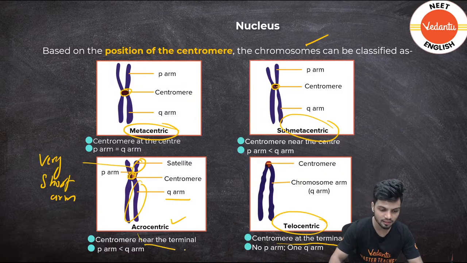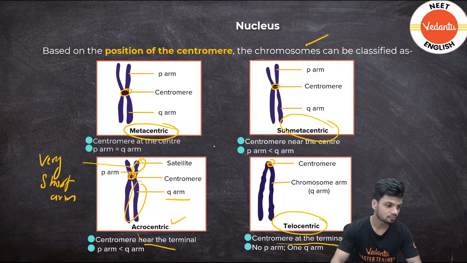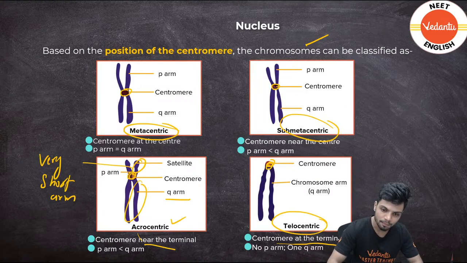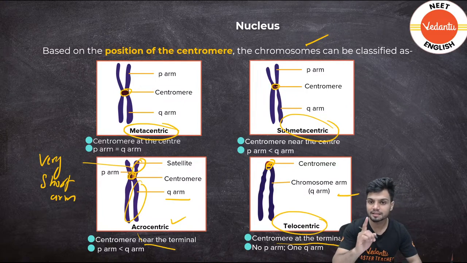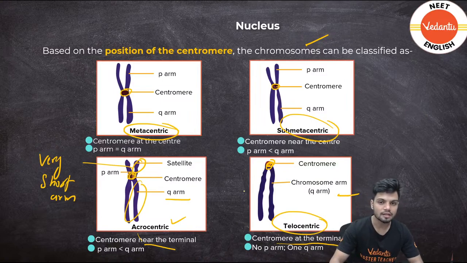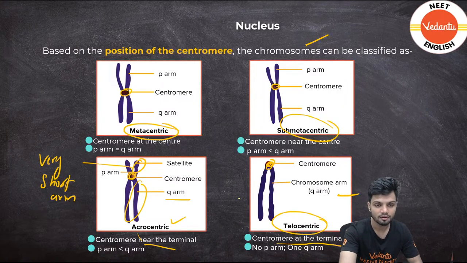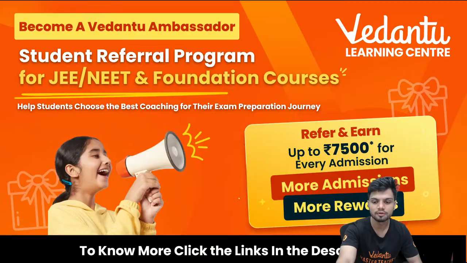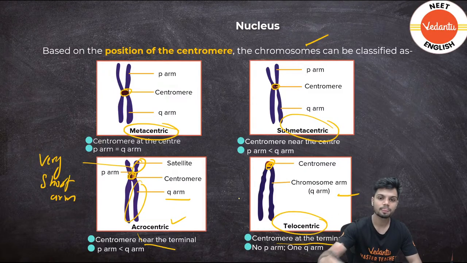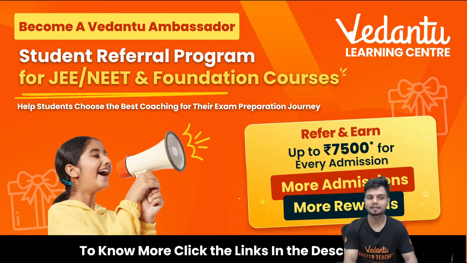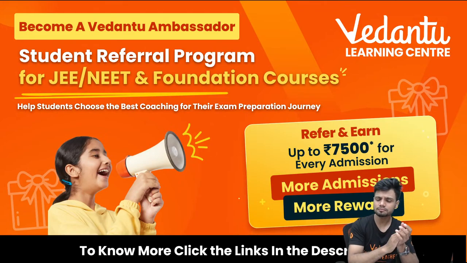Here, acrocentric is near terminal, but telocentric is completely terminal. So in some cases, the P arm is completely absent here. Only the Q arm can be present in some cases. But NCERT is giving you the P arm as completely absent. That is the classification of different types of chromosome.